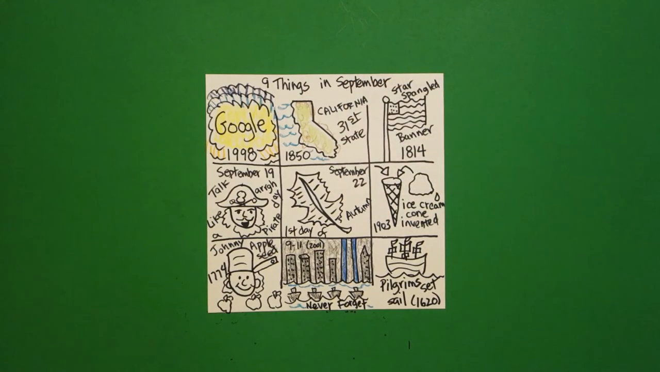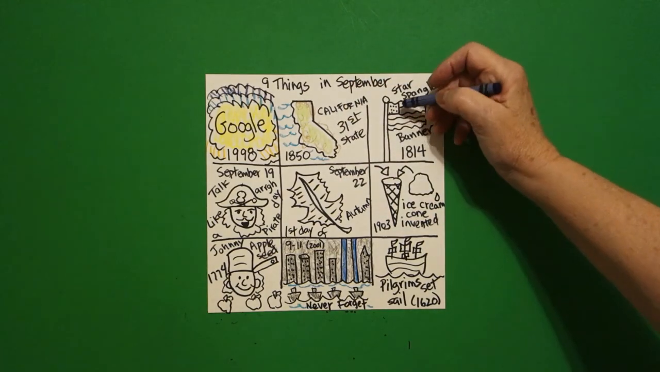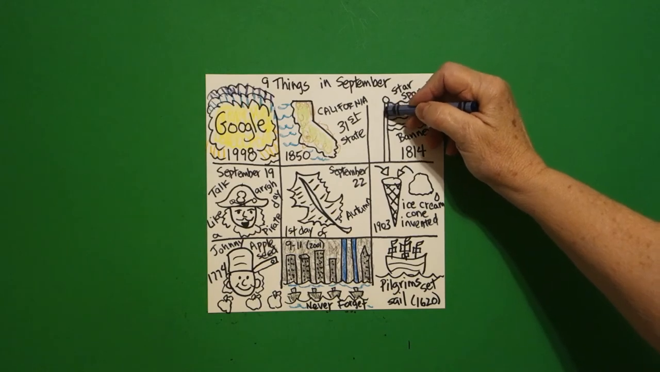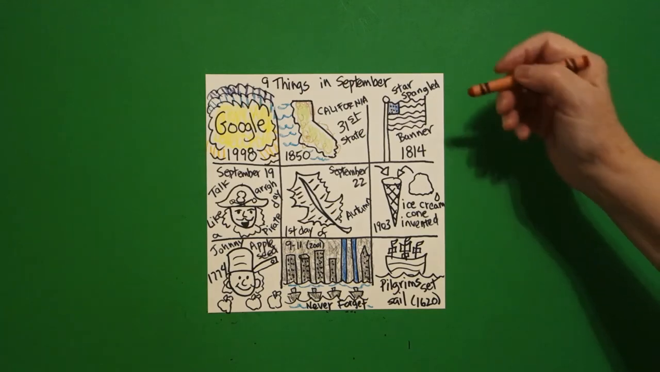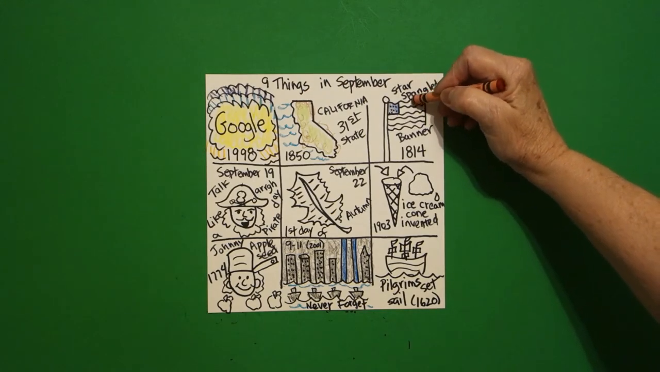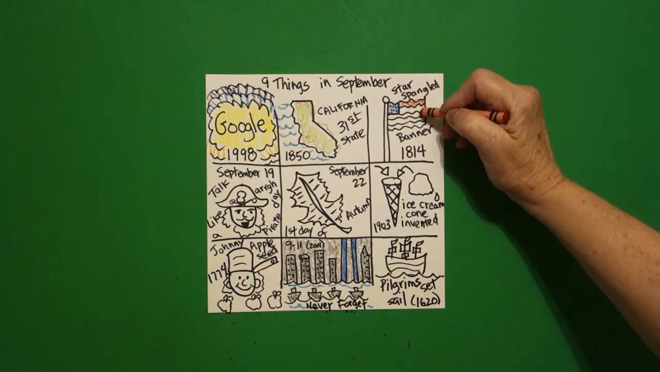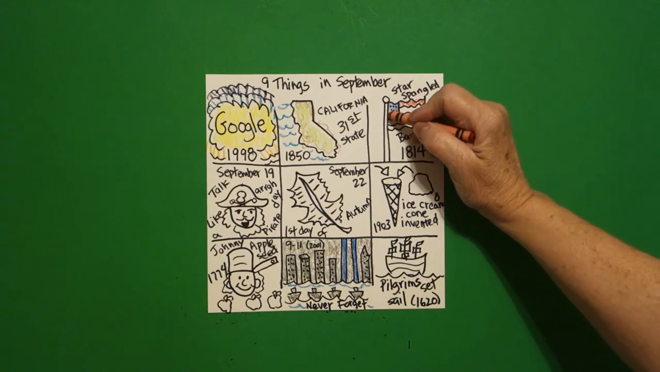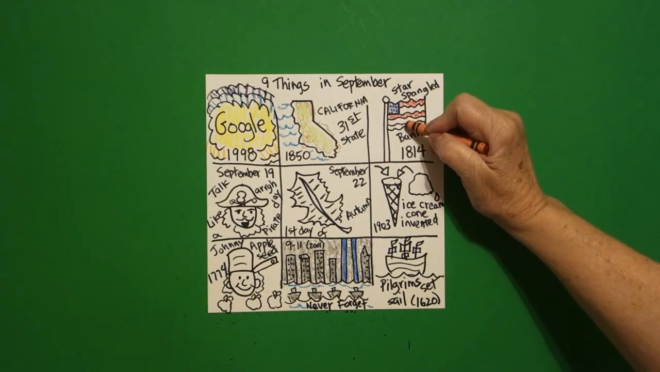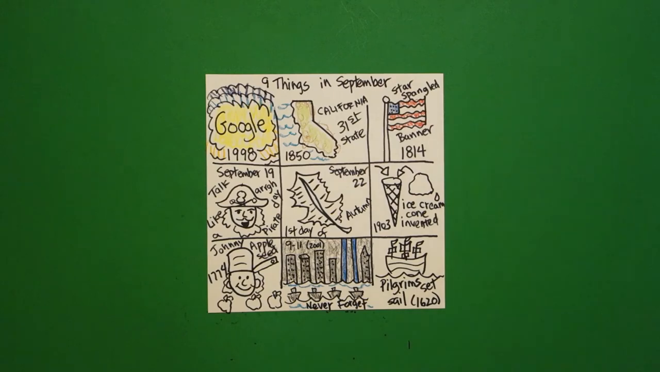Okay, next, Star Spangled Banner. Oh, say, can you see? I'm going to do my little square blue. Here are my red and white stripes. Oh, say, can you see by the dawn's early light? Okay, and I'm going to give a yellow. I thought I had yellow. Here it is.